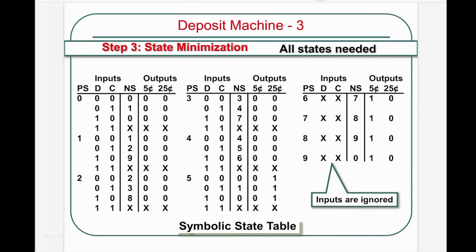So we have captured that same thing into this slide. We have got 10 states, state 0 all the way to state 9. For each present state, you have got 4 possibilities of done or container, followed by a column for next state. When you actually do the encoded state transition table, it will correspond to 4 columns for Q3 plus, Q2 plus, Q1 plus, Q0 plus, and then 2 columns for the outputs, 25 cents and 5 cents. So that is going to be your symbolic state table.